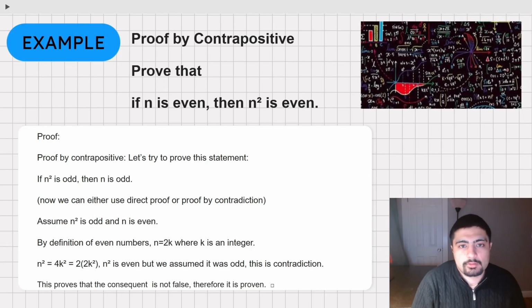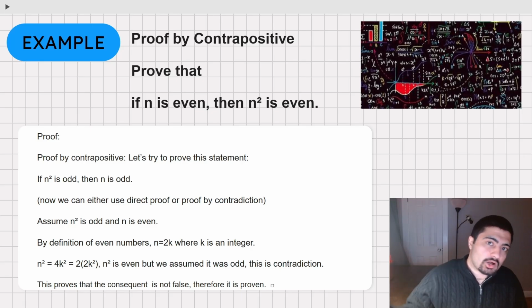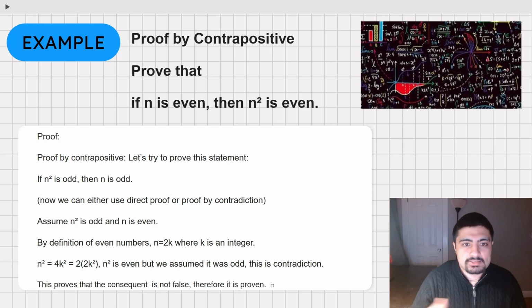Here is an example with proof by contrapositive. It's the same idea, the same statement. If n is even, then n squared is even. Before I tell you, I would like to invite you to try this on your own, because I think it's very exciting to try to prove things. Well, off the top of my head, why don't we assume that n squared is odd, and if n squared is odd, then n is odd as well. That's the contrapositive of the initial statement: if n is even, then n squared is even.